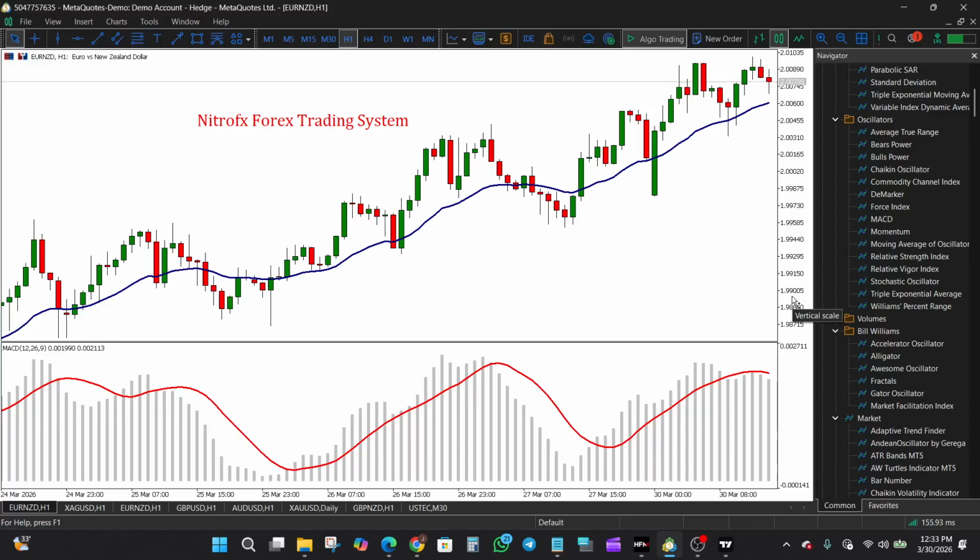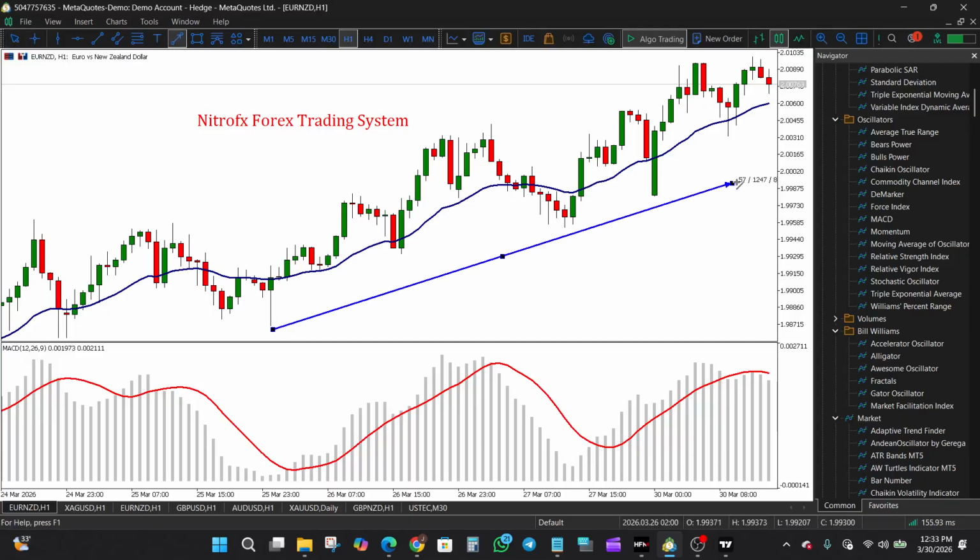Traders using the Nitrofx typically wait for multiple confirmations such as trend direction. So if we have a bullish trend, for example, you need to confirm the direction that is bullish, and then you want to trade in the direction of the trend. Then you want to consider your signal triggers, price positioning before entering the market. This helps to reduce false signals and improves consistency.